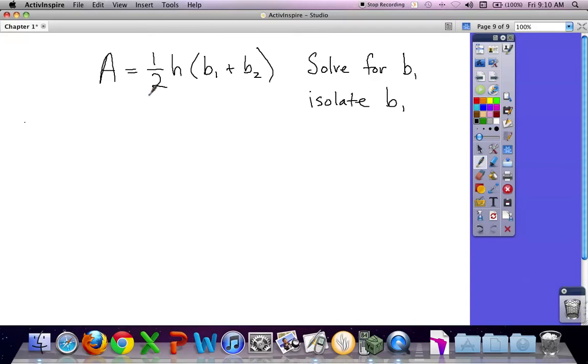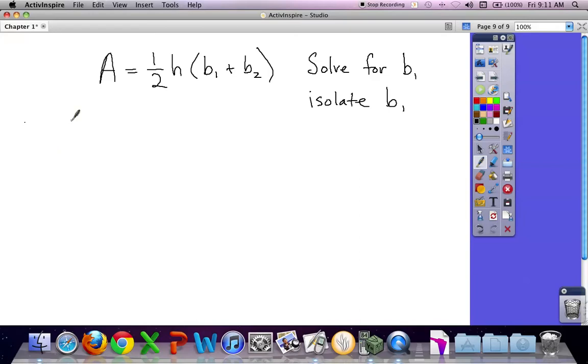Well, there's this 1/2, which is multiplying that entire side of the equation. This h, which is multiplying the entire side of the equation. And inside parentheses, B2 is being added to B1. Normally, if you have something that's operating on the entire side of the equation, you should probably take care of that first. So how can we remove this 1/2 from the right-hand side of the equation? If you said divide by 1/2, you're not wrong. However, a better answer is multiply both sides by 2.